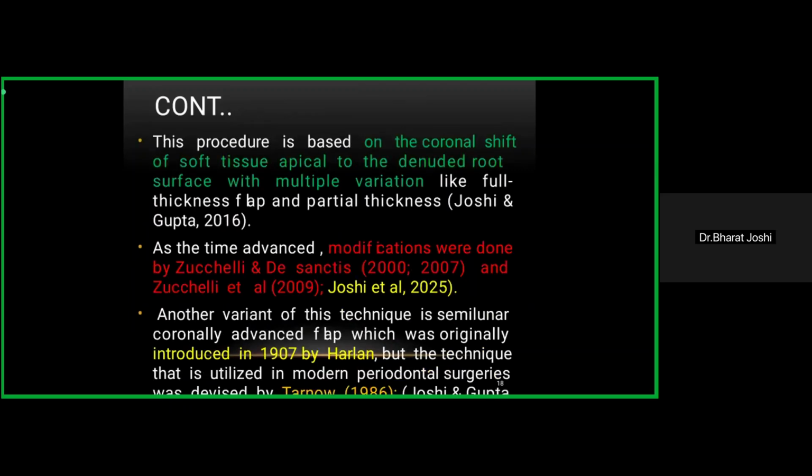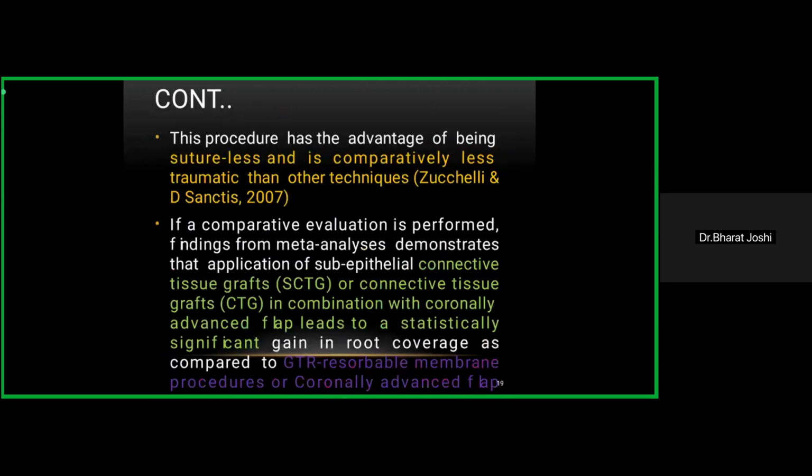This procedure is based on the coronal shift of the soft tissue, which is apical to the denuded root, with multiple variations like full thickness and partial thickness flaps. As I have already mentioned, we have used Zucchelli's technique also for multiple recession, and one of its variants is the semilunar flap, which does not involve application of any sutures. It is comparatively less traumatic than the other procedures, and there have also been meta-analyses which have used connective tissue graft or even free gingival graft in combination with it to perform root coverage.